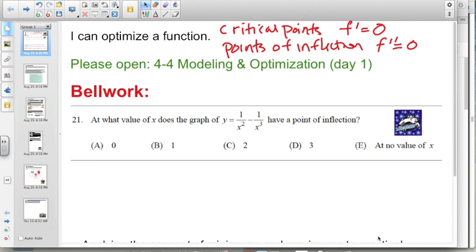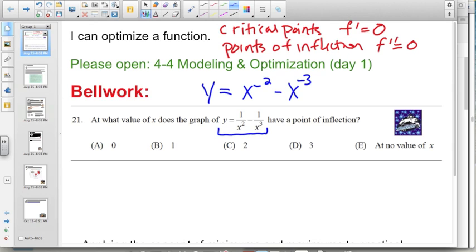Can anyone give us some tips as to how you want to rewrite this to make taking derivatives easier? How do you want to rewrite this function to take the derivative more easily? I write it as x to the -2 minus x to the -3. Yeah, now we can do our power rule. We've got negative powers, but that's okay.